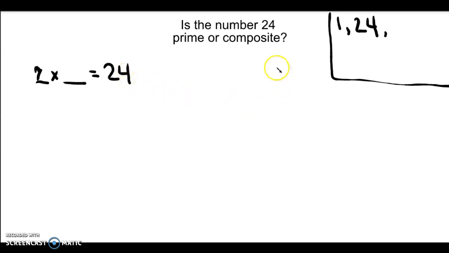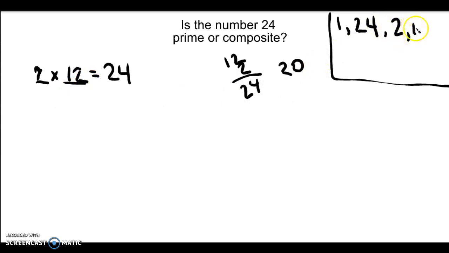If I don't know that fact off the top of my head, I can always come off to the side of my paper and do some guess and check. For example, I know that 2 times 10 off the top of my head is 20, right? So I know it's going to be something bigger than 10, so let's try 2 times 12. And I get the answer 24. Look at that, okay? So 2 times 12 equals 24. Awesome. So I'm going to add 2 and 12 to our factor list here. Okay. All right, let's get rid of this work so we have a little more space.